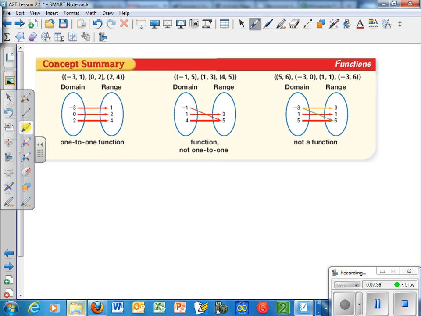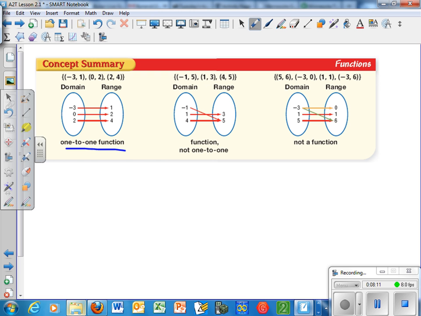So this is 3 different mappings here. That's 3 ordered pairs in this first one: -3, 1; 0, 2; 2, 4. Domain and range, so they mapped it very similar to what we just did on that example. -3 goes to 1, 0 goes to 2, 2 goes to 4. That is a one-to-one function. Okay? Each x value is mapped to one y value, and there are not 2 different x values going to the same y value.